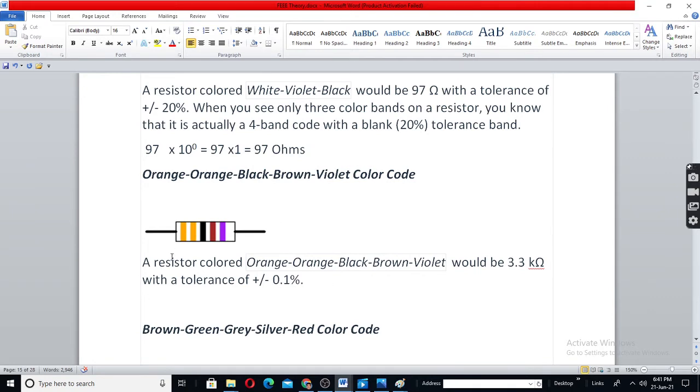Next, orange, orange, black, brown, violet. See, when there are five bands, the first three are used for digits.